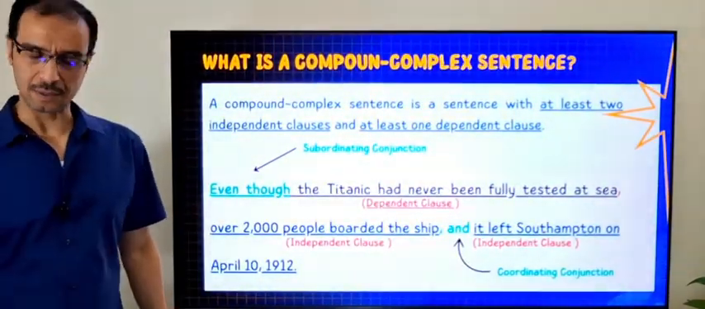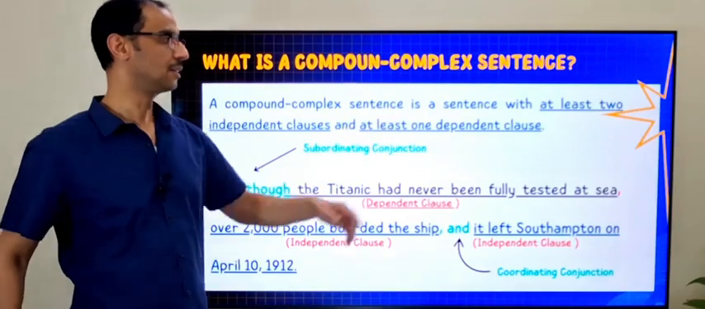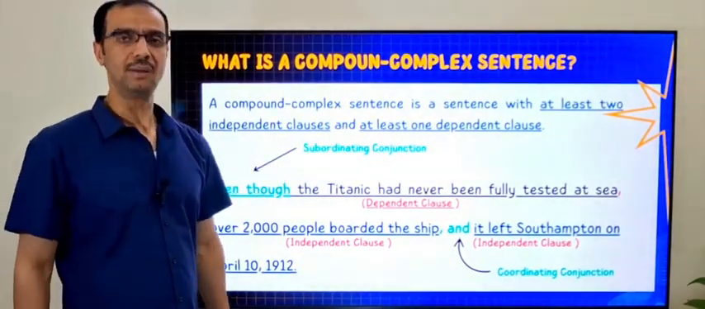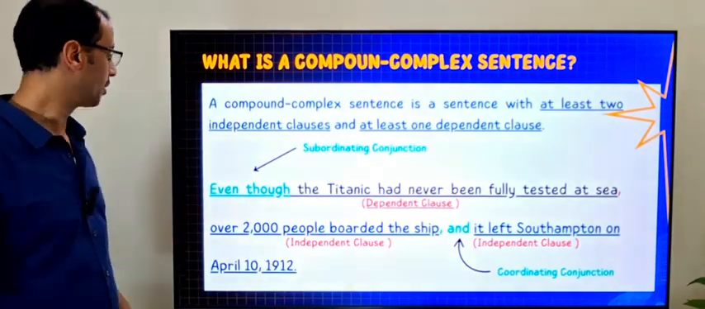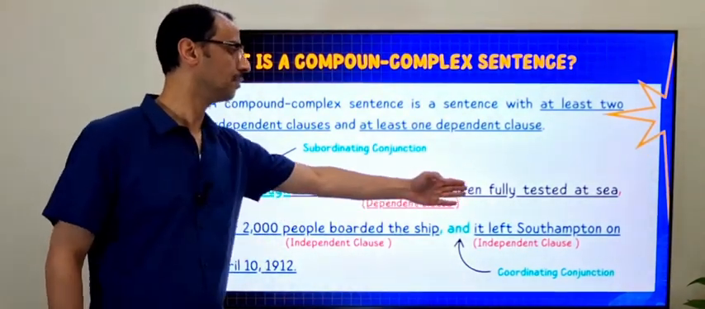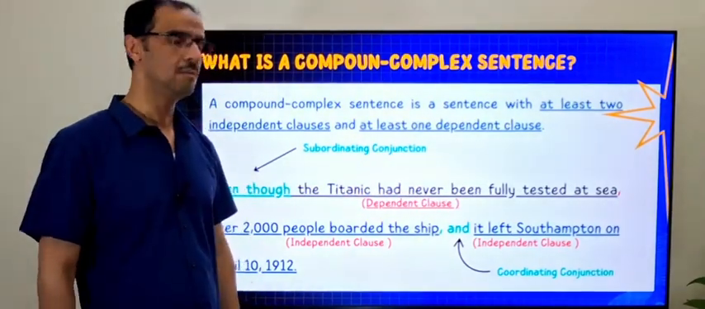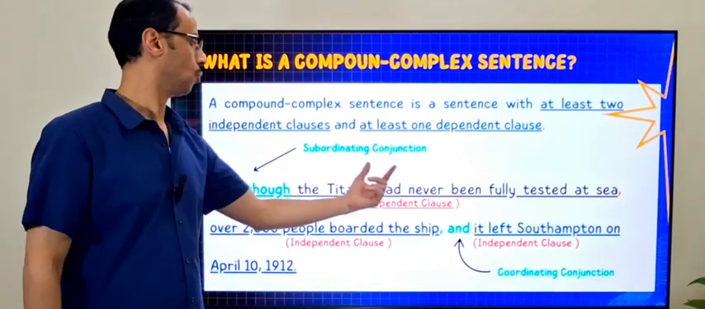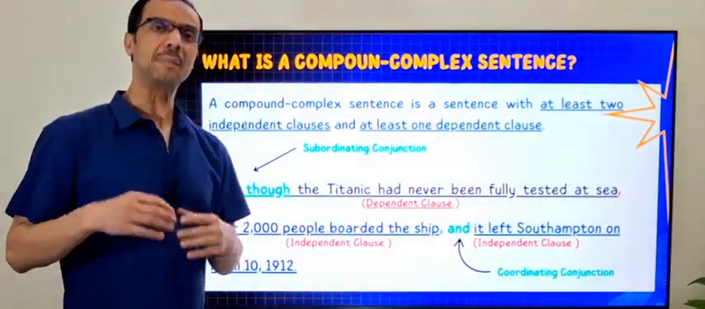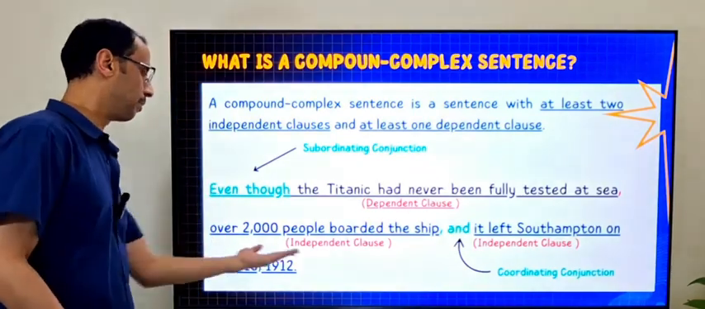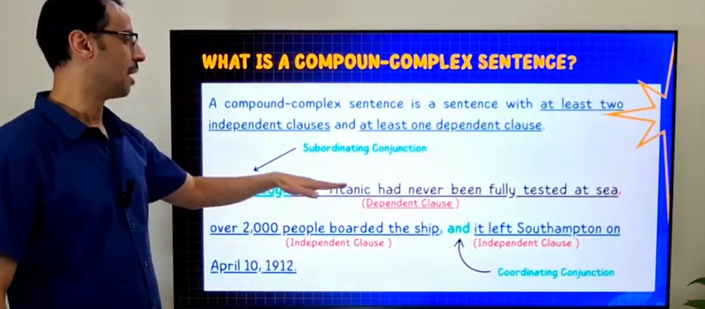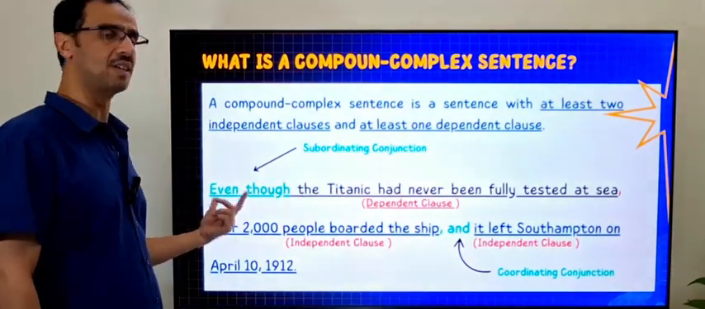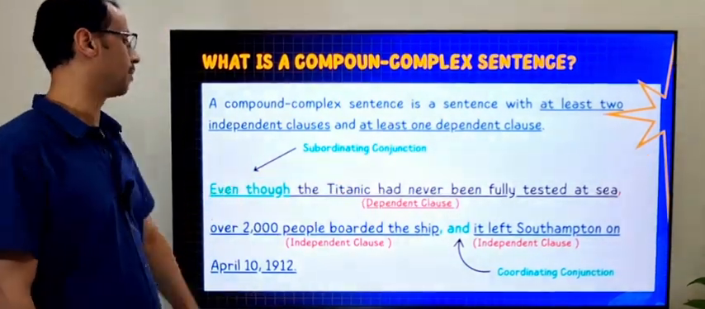What is a compound complex sentence? A compound complex sentence is a sentence with at least two independent clauses and at least one dependent clause. What does that mean? Okay, even though the Titanic had never been fully tested at sea, can you stop here? Actually not. So this one is a dependent clause. Why? Because the meaning is incomplete by itself. We need to complete it with something else, right? This is a subordinating clause or a dependent clause because it starts with a subordinating conjunction, that is, even though.